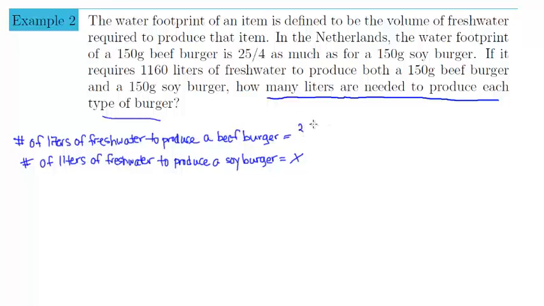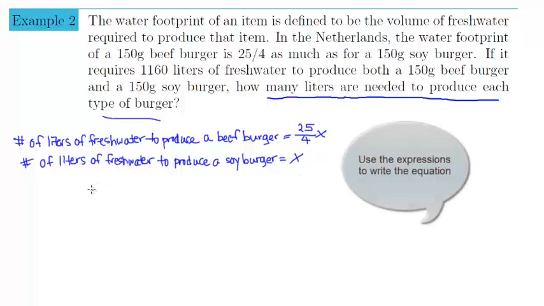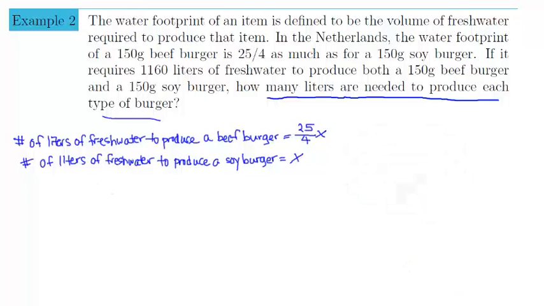So we could express that as 25/4 times the number of liters for a soy burger, or 25/4 x. So we have two expressions, the one for the beef, the one for the soy. We are ready to write our sentence and our math equation that we need to solve. So let's do that.